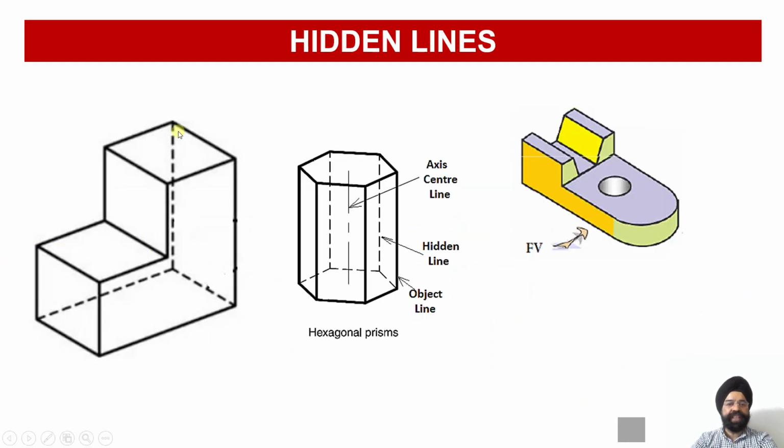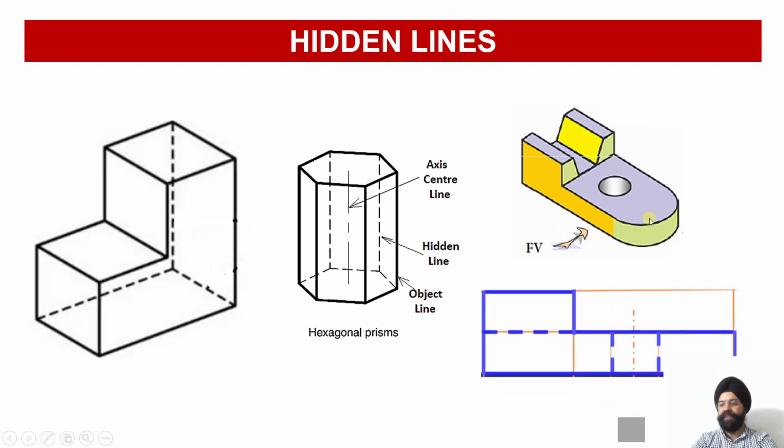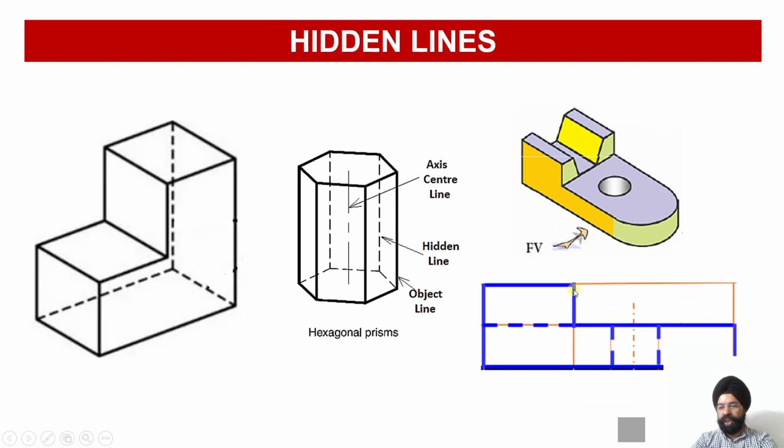Again, these are a few examples where the dotted lines are being shown to represent those faces which are not visible from this end. So this is again a stepped block. This one is again a hexagonal prism which we have already seen, and this is again the same example which I had shown. Earlier we were talking about the visible edge, that is the outline.